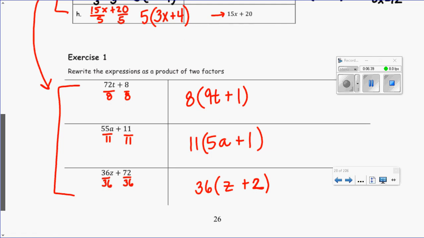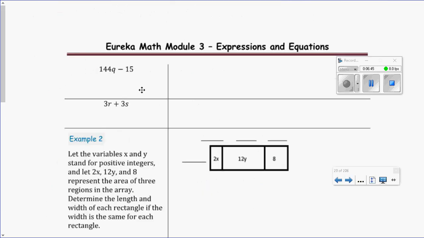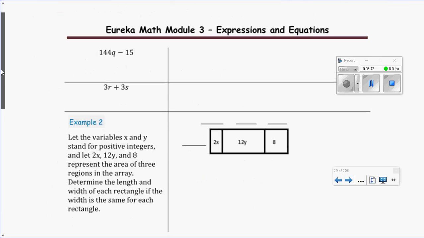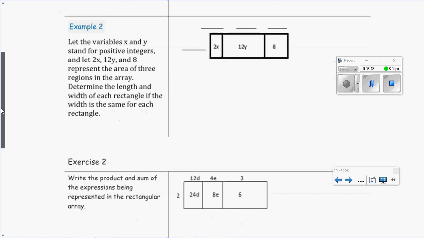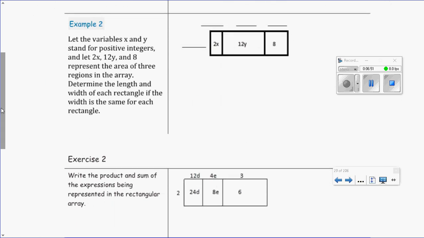Okay, now moving on to page 27. We're going to skip the first one on page 27, and actually the second one too. We just did some like those. So let's go to example 2, and this is the rectangular array from before. They kind of gave us the answers, the 2x, the 12y, and the 8.